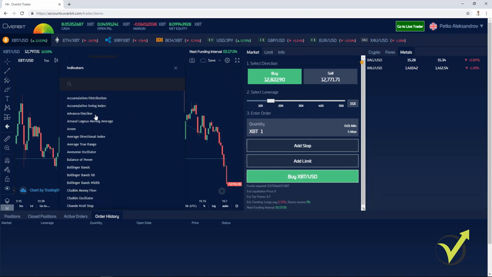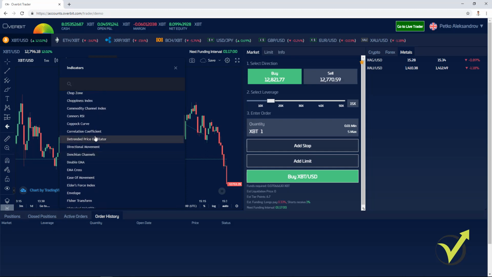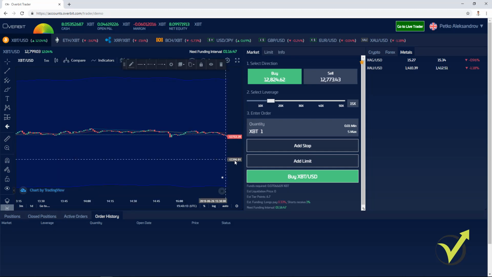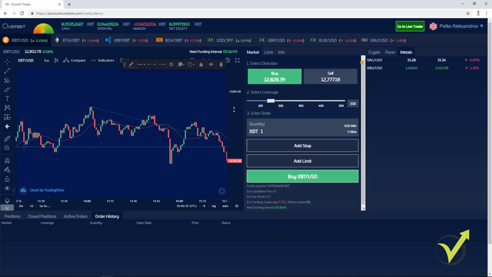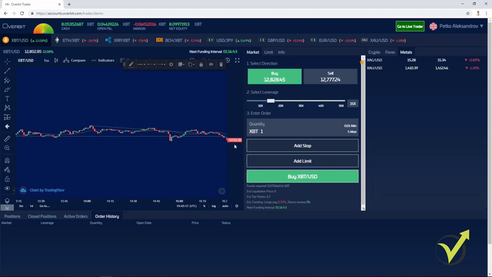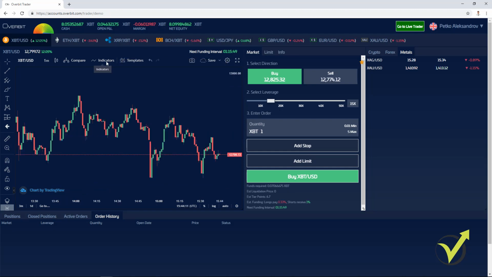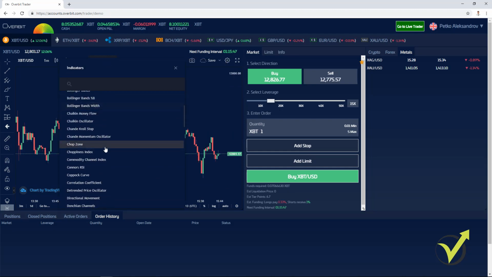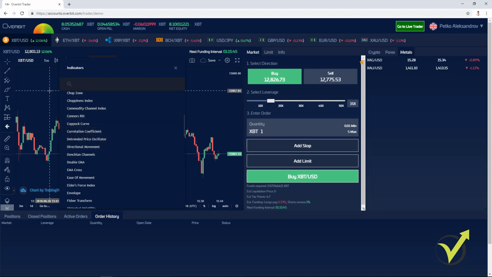The indicators you can add from the top. For example, in the course we will be using the envelope, this one over here, but it displays really huge. In the course I will show you different parameters from what comes by default, and you will learn how to change the different parameters of the indicators on the platform.